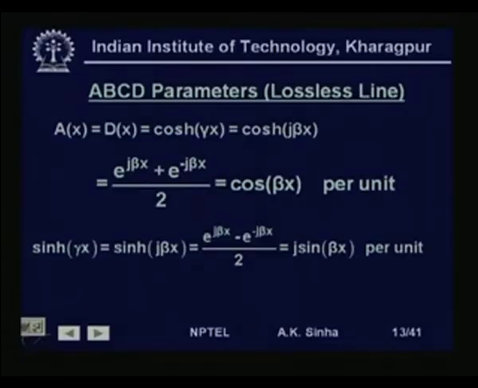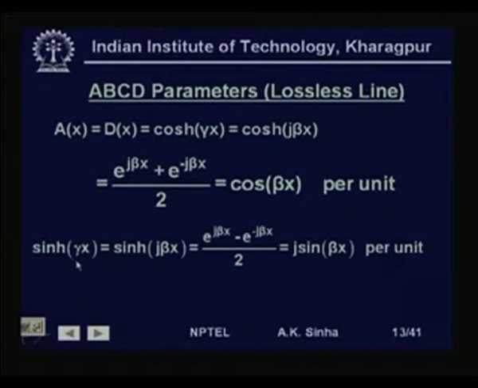Now, again we had seen earlier A(x) is equal to D(x) is equal to cosh gamma x. Now, gamma is equal to j beta, therefore this is equal to cosh j beta x, which will be equal to e to the power j beta x plus e to the power minus j beta x divided by 2, which is equal to cos beta x in per unit. This is a dimensionless quantity. Here we see that A and D are in terms of cos beta x, not hyperbolic functions.